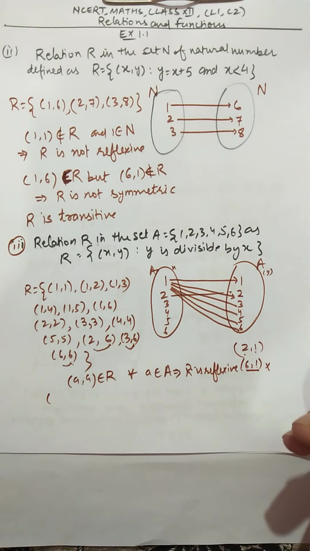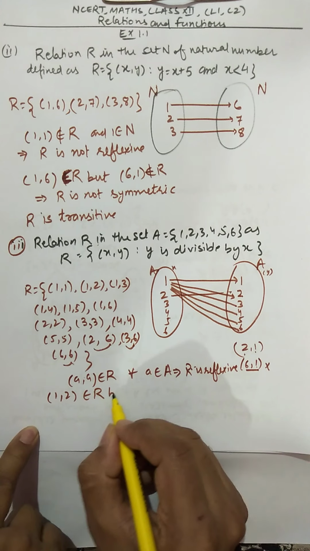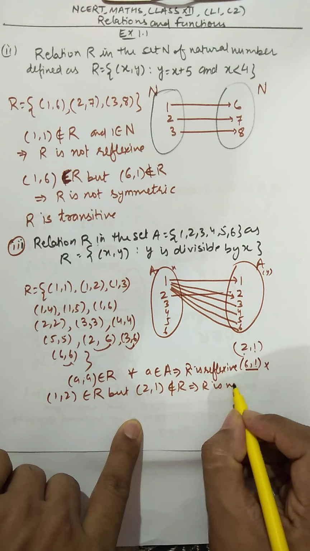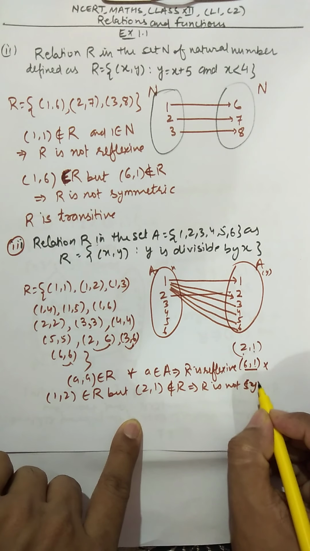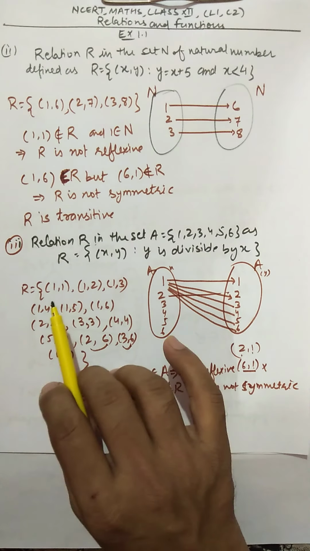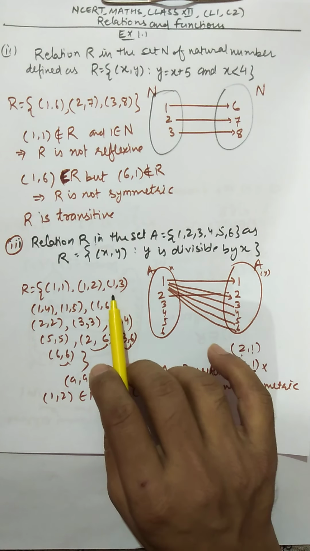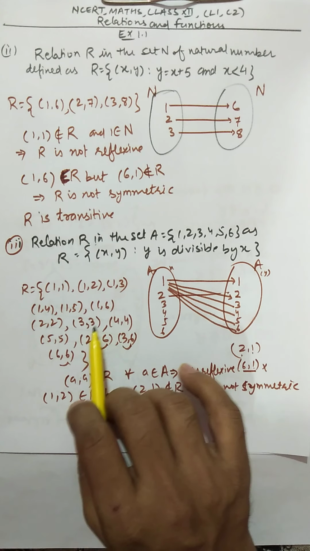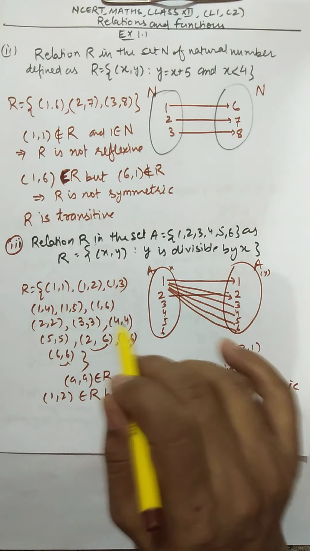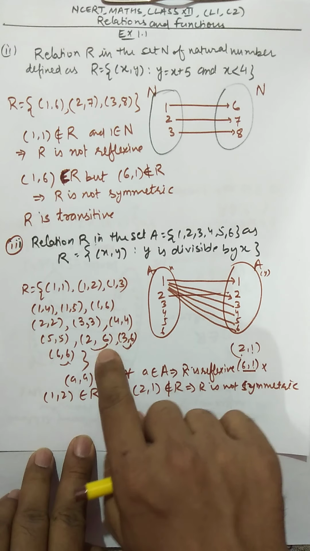Now come to symmetric. For symmetric, we will take just one example. We have (1, 2) belongs to R, but (2, 1) does not belong to R. It means R is not symmetric. Now for transitivity, we'll see that (1, 2) and (2, 2), so (1, 2) is there. If I take (1, 3) and (3, 3), (1, 3) is there. If I take (1, 4), (4, 4), (1, 4) is there. So in that case we are getting every pair, so it's going to be transitive.